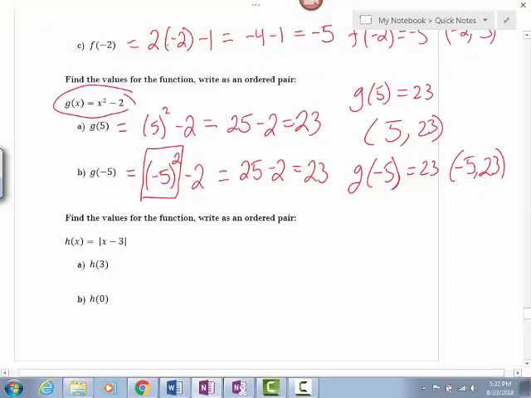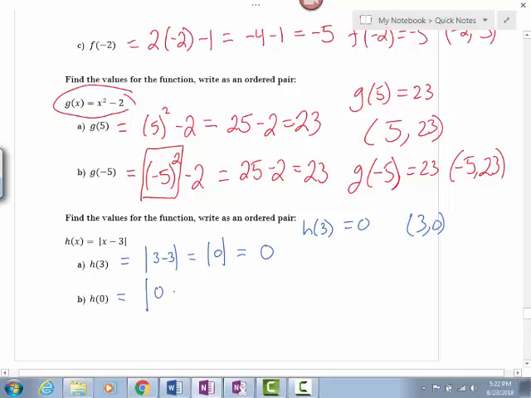All right. And so for the next one here, it says for the values of the function, write as an ordered pair. Okay. So let's go ahead and do the same thing. So h of 3 is going to be the absolute value of 3 minus 3. Okay. Well, 3 minus 3 is 0. And the absolute value of 0 is still 0. So h of 3 equals 0. And there it is as a point. Okay.